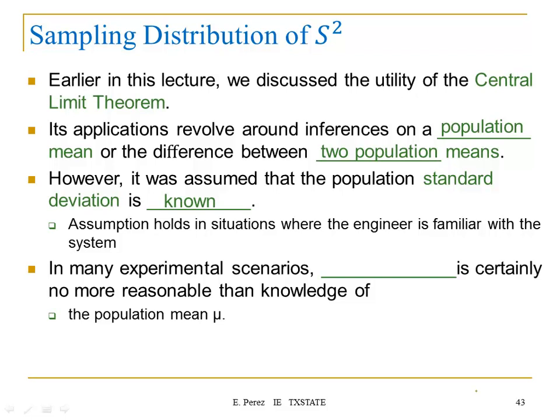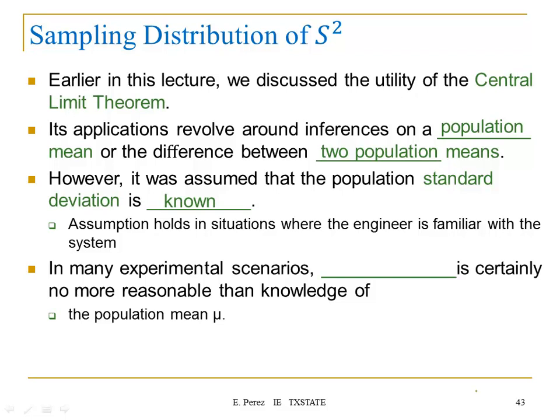So far we are saying, okay, we're going to use the sampling distribution to study the sample mean. But we know the population standard deviation. That was an assumption. What we're going to do now is relax that assumption and say we don't know the population standard deviation. And we're going to explain what we're going to do in such cases.